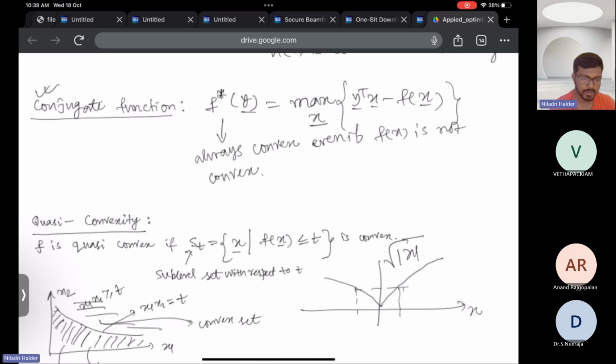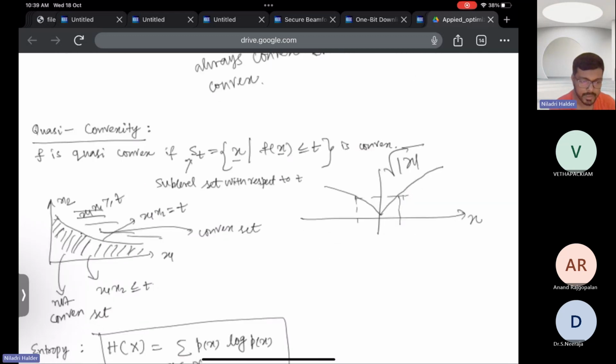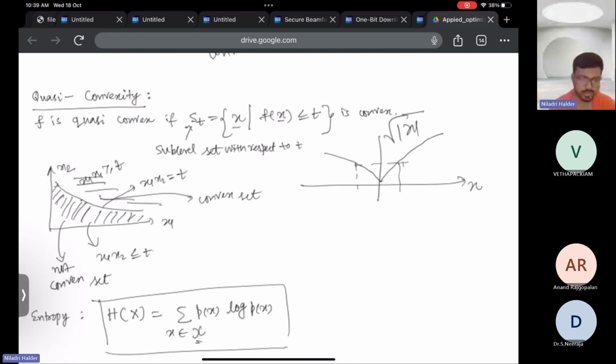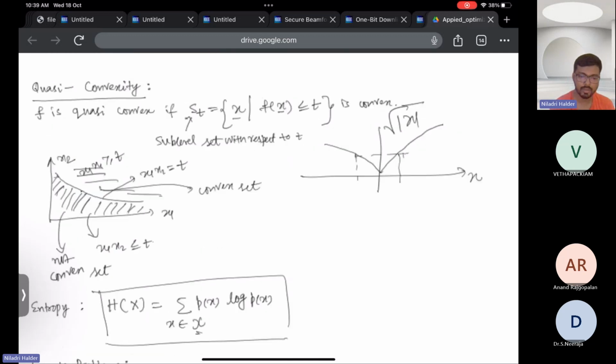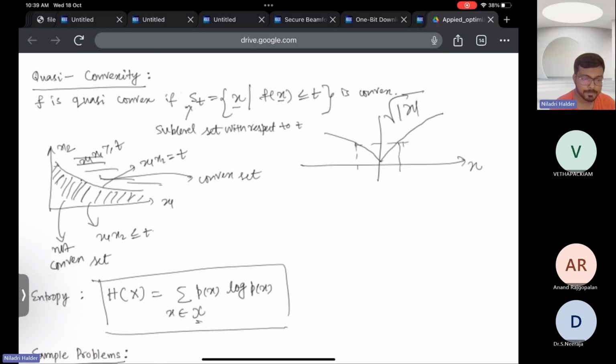Then quasi-convexity: f is quasi-convex if there is a set S(t) equal to all values of x such that f(x) is less than or equal to t, and this set is a convex set. So this is the definition of quasi-convexity.